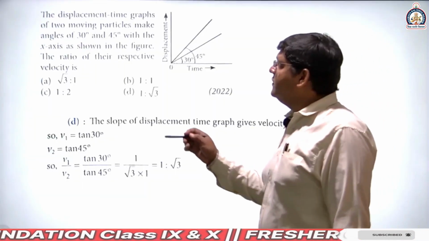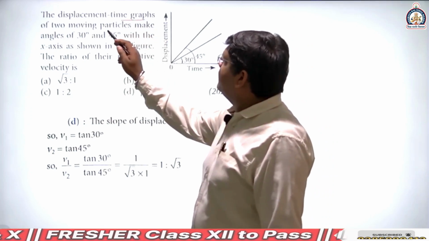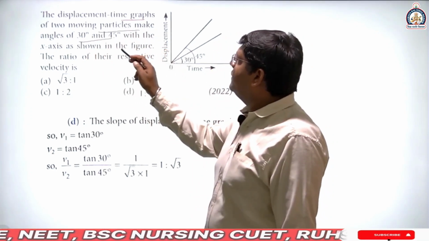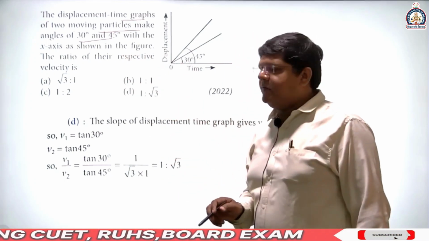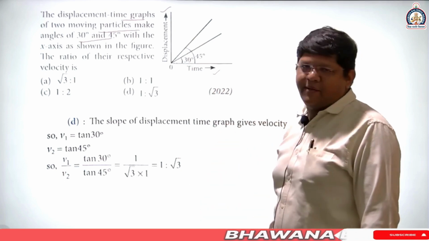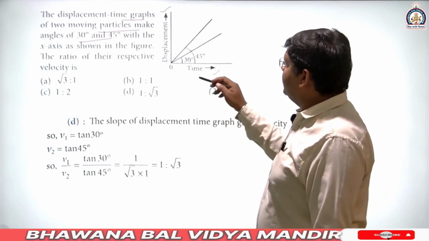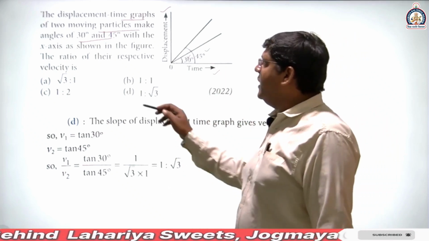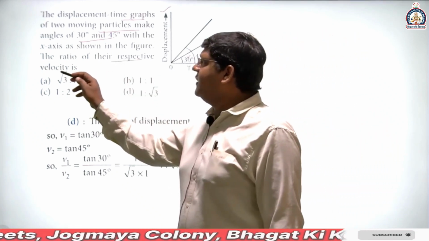The first question says the displacement time graph of two moving particles making an angle 30 degree and 45 degree with the x-axis is shown below. We are provided with a graph. On the y-axis there is displacement, on the x-axis there is time. One object is making angle 30 degree and the other is making angle 45 degree. We have to calculate the ratio of velocity.